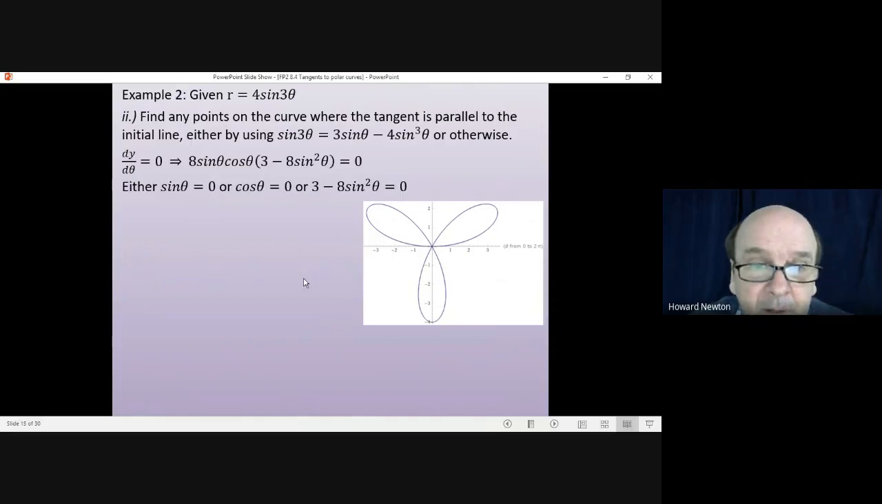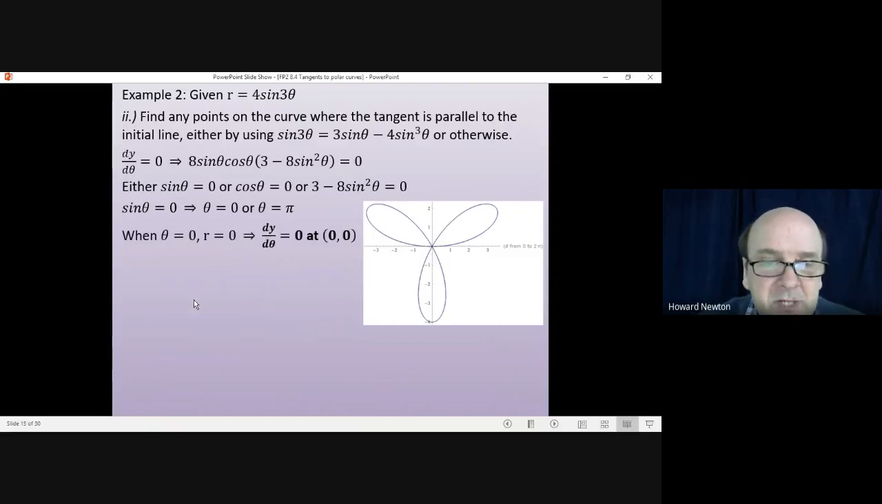That's what the curve looks like. Now, if sin θ = 0, then θ either equals 0 or θ equals π. θ = 0 will give us the tangent here, the positive x-axis. θ = π will give us the tangent on the other side, the negative x-axis. So when θ = 0, r = 0, which implies that dy/dθ = 0, first of all, where r is 0 and θ is 0, and secondly, where r is 0 and θ is π.